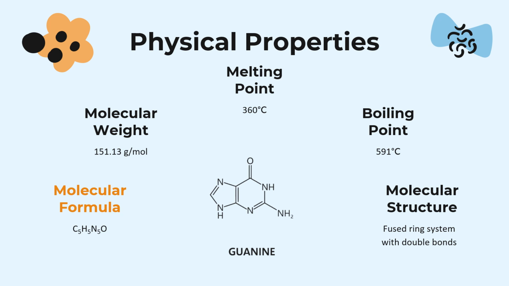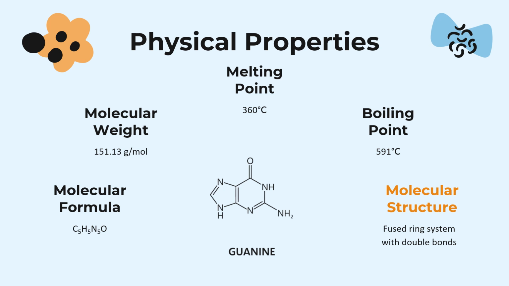So the physical properties of guanine. Its molecular formula is C5H5N5O, as you can see in the molecule in the center. Its molecular weight is 151.13 grams per mole. Its melting point is 360 degrees Celsius. Its boiling point is 591 degrees Celsius. And its molecular structure is a fused ring system with double bonds.